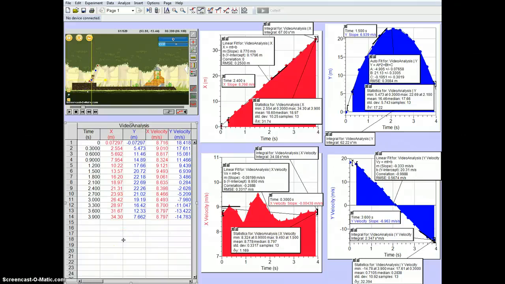Hello, I'm gonna be analyzing the motion of Angry Bird today, and here I have all my graphs and data ready to go, and we're gonna start by looking at the Y graphs right here.